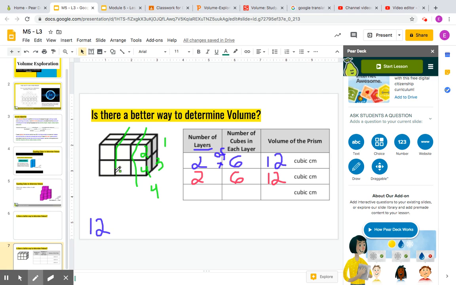And if I keep going back, how many layers am I going to get? 1 layer of 4, my second layer of 4, my third layer of 4. So I have 3 layers of 4 cubes, which makes how many total? 12. So no matter how many layers I have, no matter how many cubes are in the layers, I keep getting 12 for the same structure. Let's try another one.